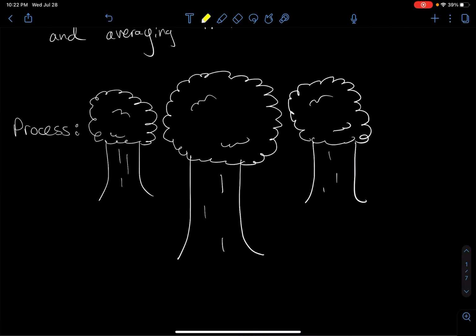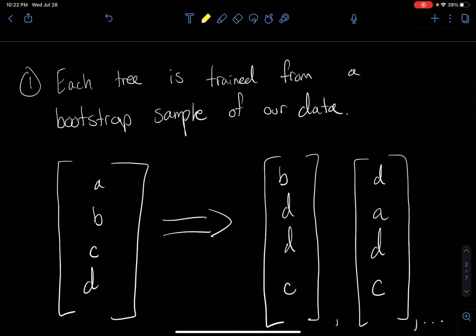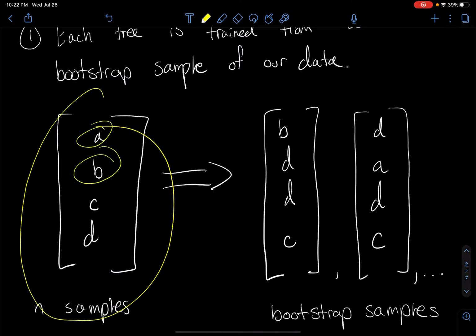Okay, so we'll talk a little bit about the process here, and there's a couple different aspects of the randomization when it comes to random forests. The first one is we take bootstrap samples of the data. And so if you look right here, let's say that you have some number of data samples. We have a data point A, data point B, data point C, data point D.